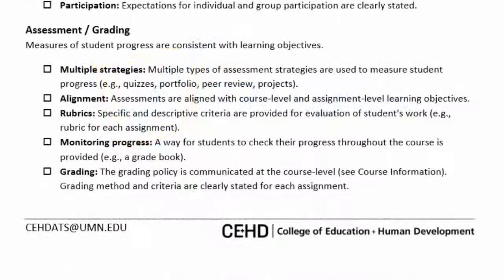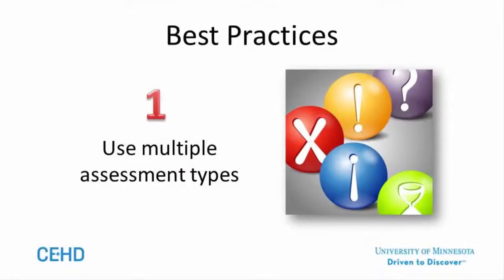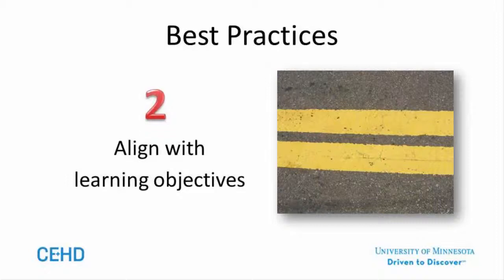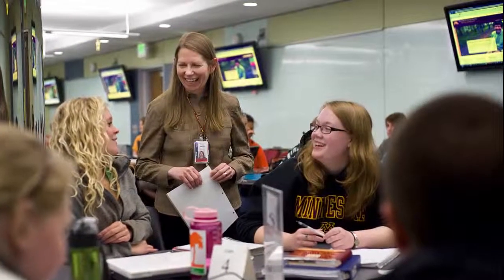As part of good course design, we recommend the following best practices. Consider including an array of graded activities and strategies to measure student progress. This provides students with options that accommodate their individual learning differences and strengths. Assessments should be aligned with course level and assignment level learning objectives in order to provide students with a clear understanding of how the activity fits into the course. Answer the question, "Why are we doing this activity?"